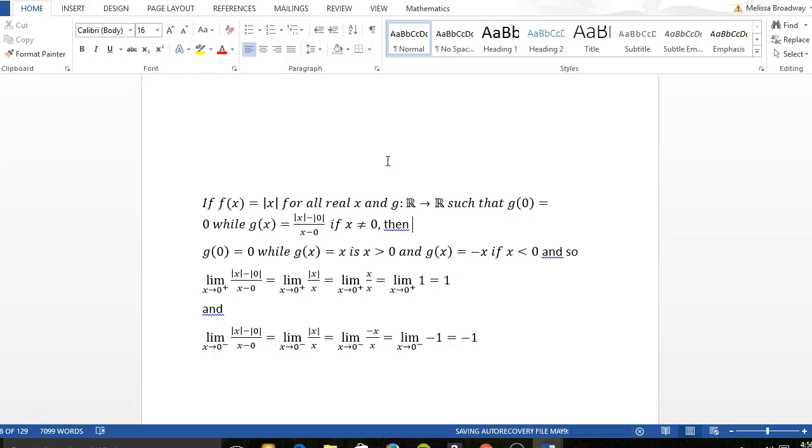So this function, namely the absolute value function, is not differentiable at the origin, even though it is continuous at the origin. Now it's differentiable everywhere else. At x equals a positive number, the derivative is 1. At x equals a negative number, the derivative is negative 1. But at 0, the derivative does not exist.